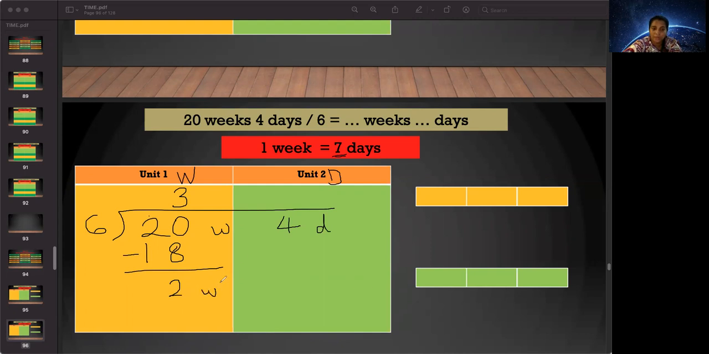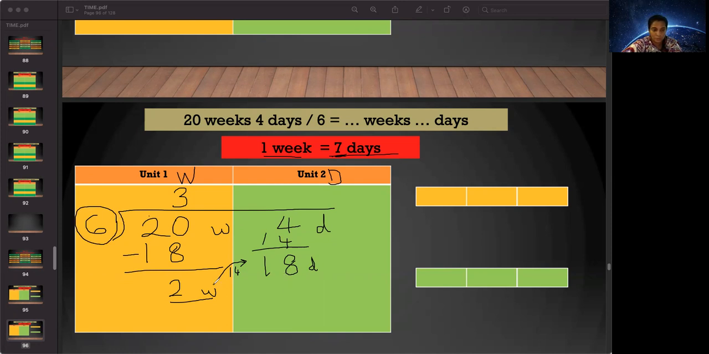Now what you should do after this is convert your 2 weeks into days. You can't do anything with this remainder. You can't take 2 weeks and divide into 6. You'll have to exchange it or regroup it as a number of days. So if 1 week has 7 days, 2 weeks would give you 14 days. So you add that 14 days to your 4 over here. And now if you add that, you would have 18 days. And that 18 days is what you need to take and divide by 6. Remember, you're not done with the question yet.